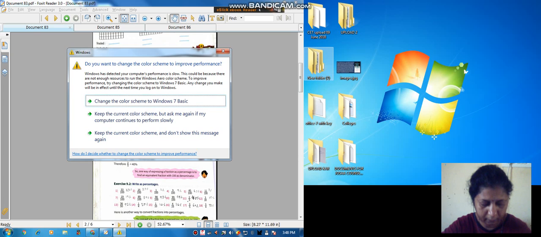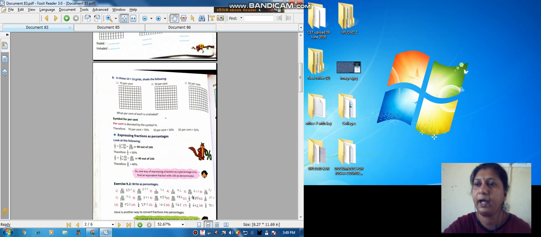From 11 to 18 the denominator is not 100, so we have to convert them into equivalent fractions, take the denominator as 100, and then write in percent. Suppose I have taken 3 upon 5. We multiply 5 by 20, so 20 times 3 is 60, and 5 multiplied by 20 we get 100. That is 60%.